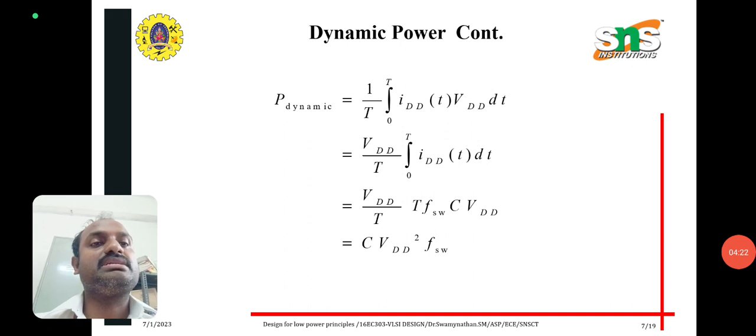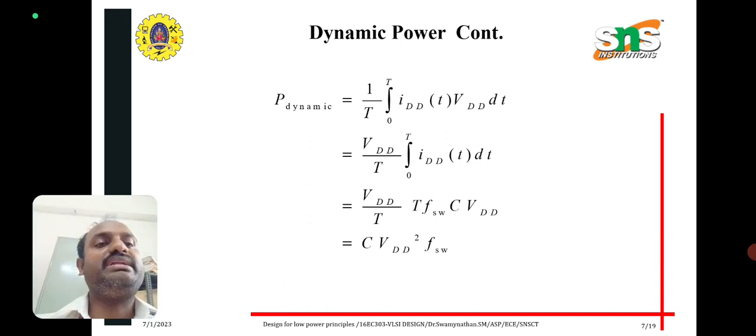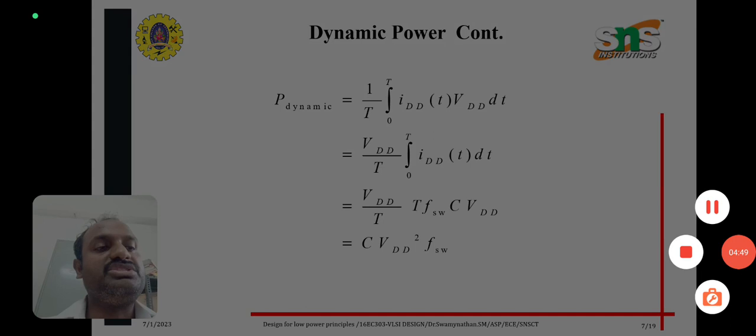Next, we will discuss the dynamic power. The dynamic power is 1 by T, integral from 0 to T, of IDD of t into VDD of t. VDD is a constant term, for example 5 volts, so it comes out of the integral. So VDD by T times the integral of IDD of t dt, and again you get the switching frequency times C VDD. So you can get C VDD square F switching frequency.